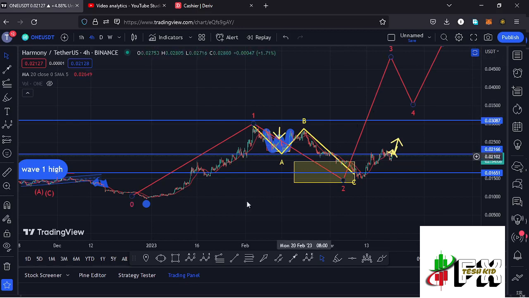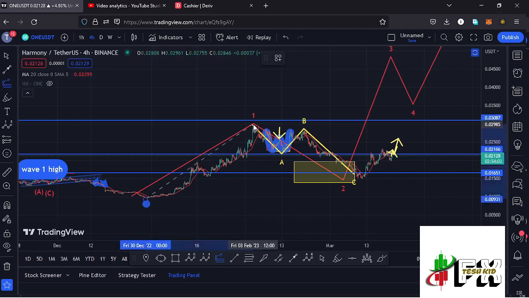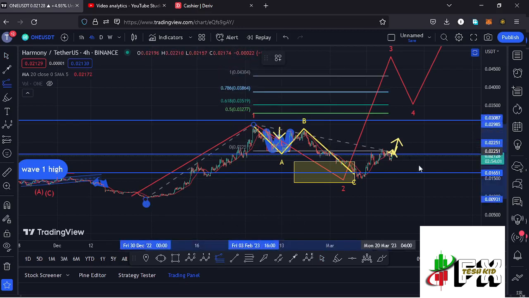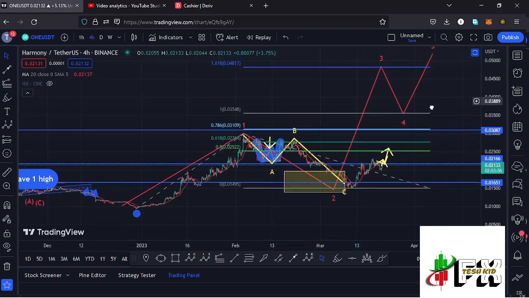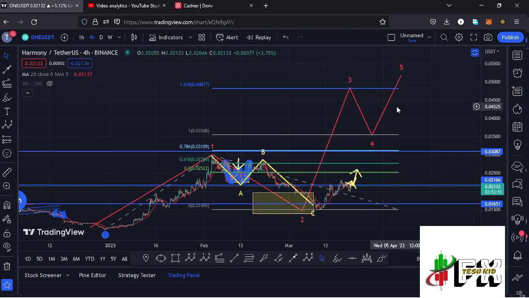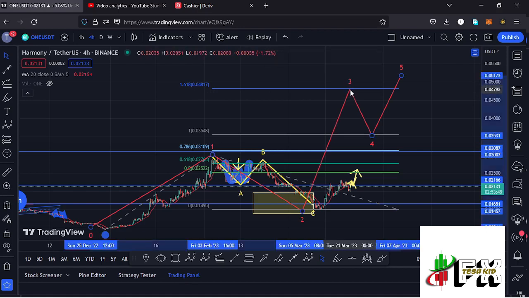Allow me to first sketch out a target area to the upper side in the formation of that wave 3 by connecting the trend-based Fibonacci from the low of the first wave to the high of that wave 1, then dragging the fibs to the low of the second wave, and that gives me a minimum target area to the upper side in the formation of that wave 3 at the fib level 1.618, and that is at around the $0.04817 mark, and that is the minimum that I'm expecting this wave 3 to the upper side to do.